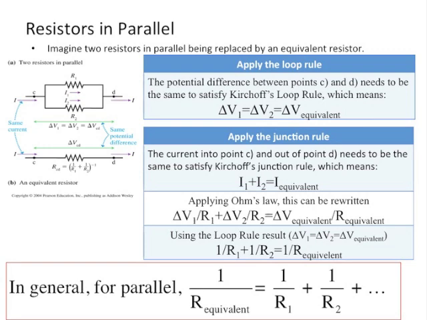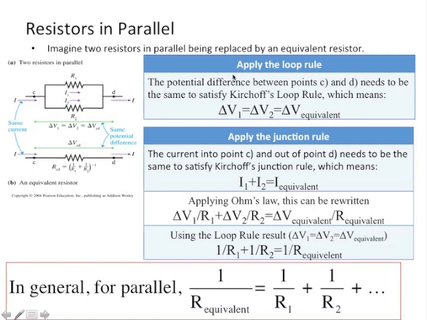Now let's look at resistors in parallel. Imagine we have two resistors in parallel being replaced by an equivalent resistor. We have a situation where R1 and R2 are in parallel. What we mean by parallel is they share two ends, only two ends, and there are no other paths. We can replace R1 and R2 in parallel with some new equivalent resistor. What we mean by that is the change in potential between C and D has to be the same, and the current into C and out of D has to be the same for our real situation and for our equivalent situation.